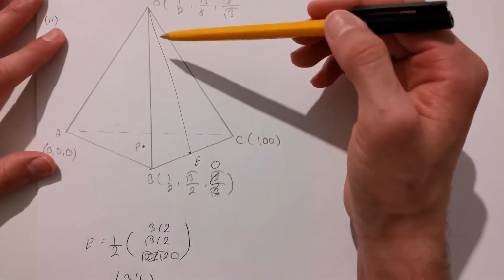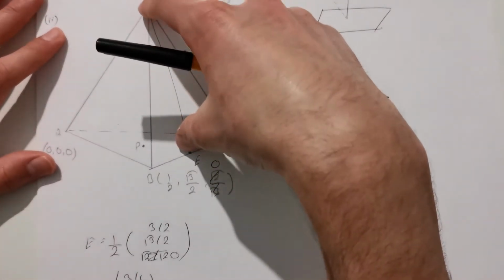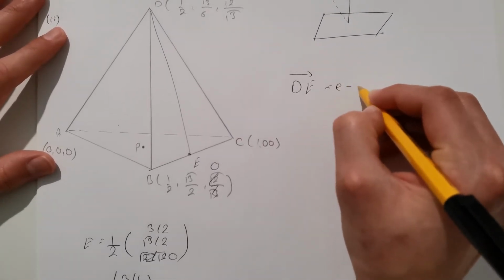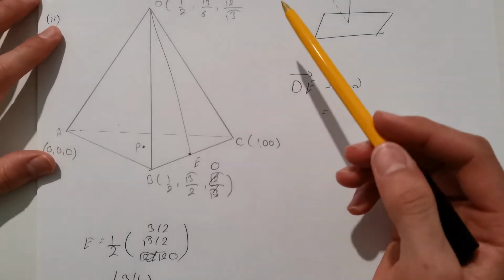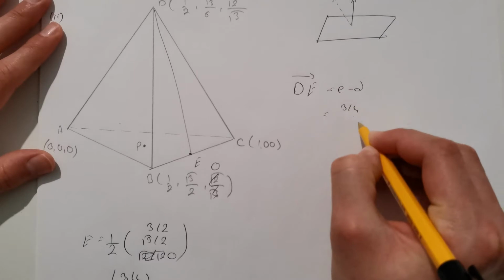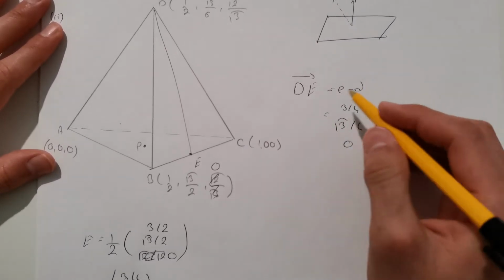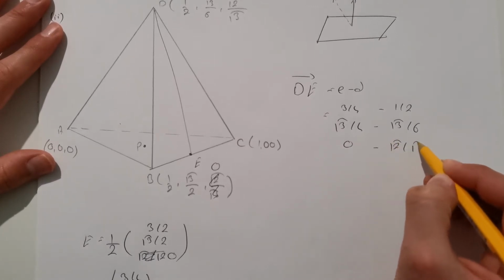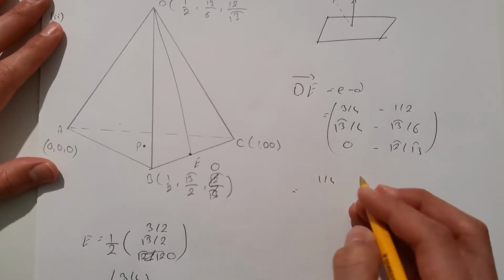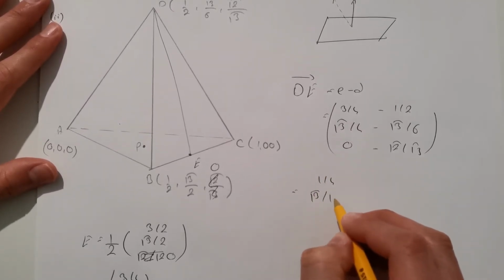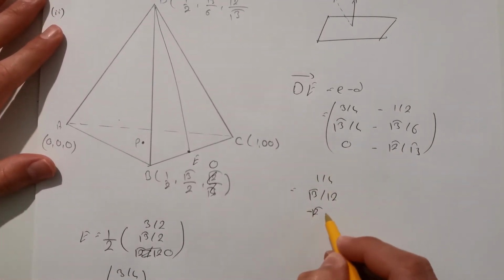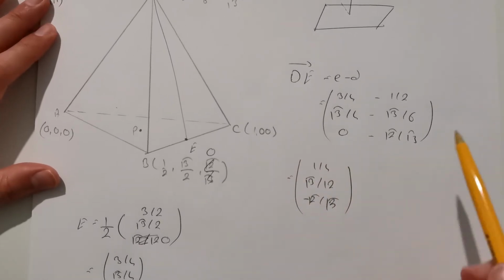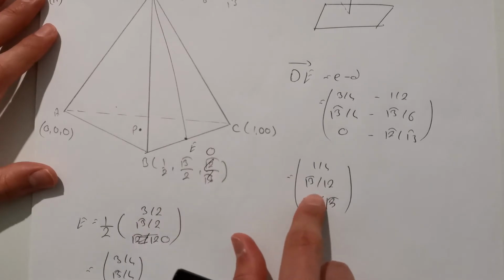Then I need to find the vector DE. To do this, I'm going to subtract D from E. This gives you 1/4, root 3 over 12, and minus root 2 over root 3. So this is the vector DE.